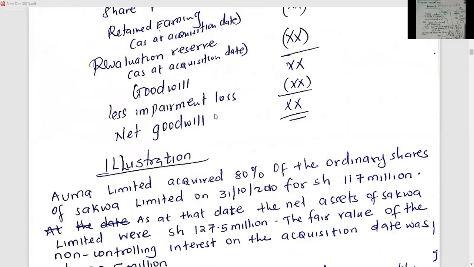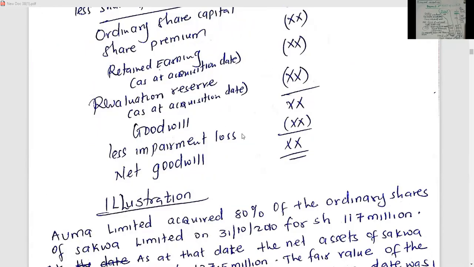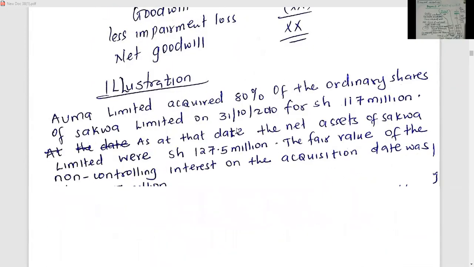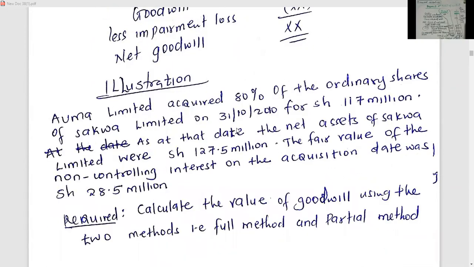In the same scenario, net goodwill is a non-current asset and impairment is an expense. So this is an illustration. I think we can't do it in the next 3 minutes, but we can just interpret it, then we do it once we are logged out and you log in again so that we can continue.